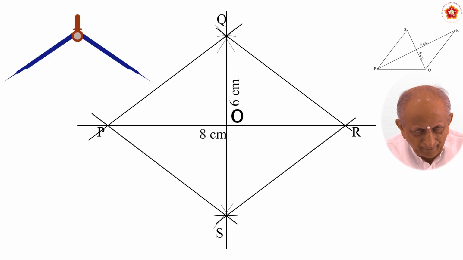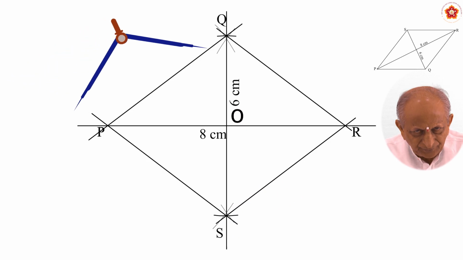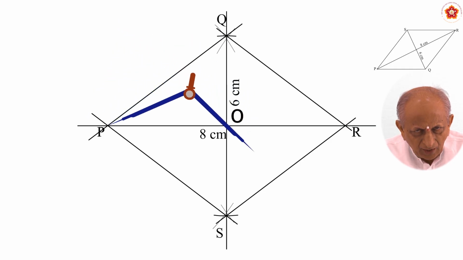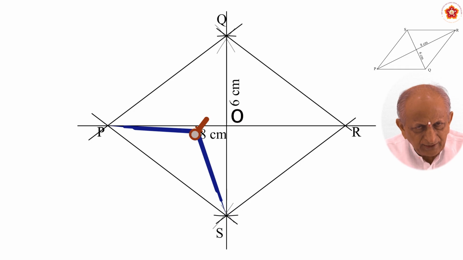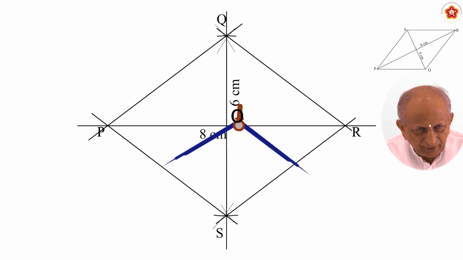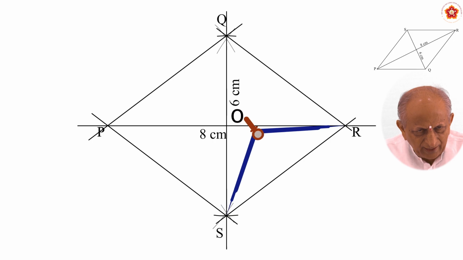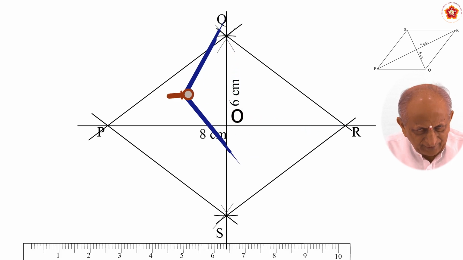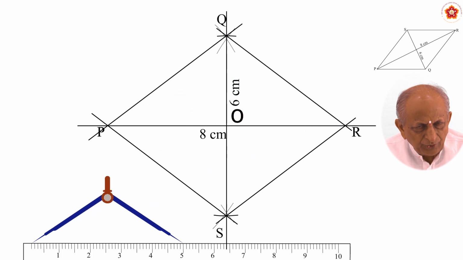We know that in a rhombus all the sides are equal. So measure the length. How to do it? Take the divider, put it on the scale and see the measurement of each side. We find that it is equal to 5 centimeters. We can verify using Pythagoras theorem also. So all the sides are equal to 5 centimeters.